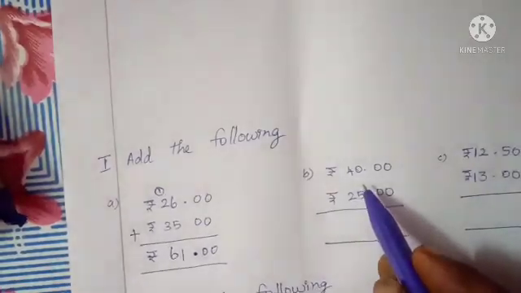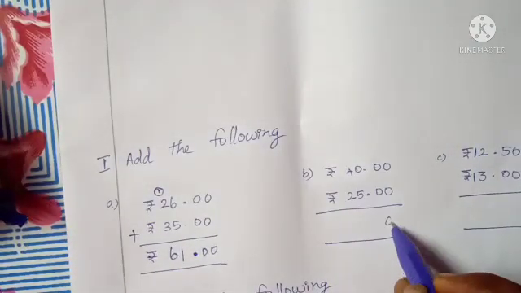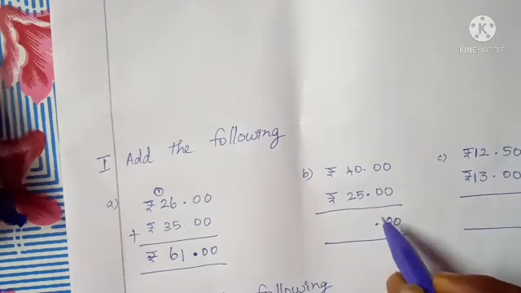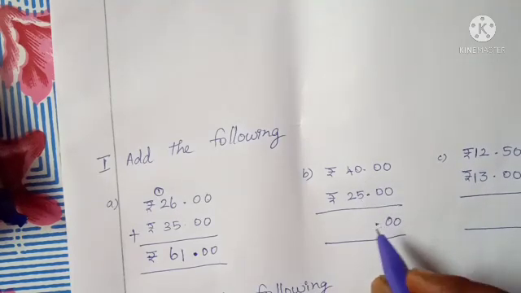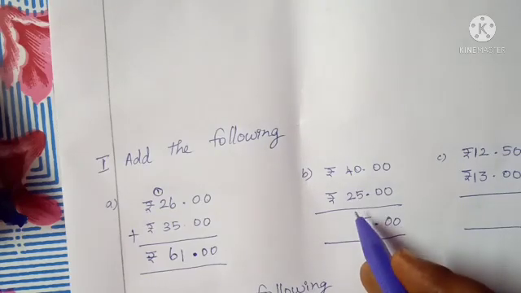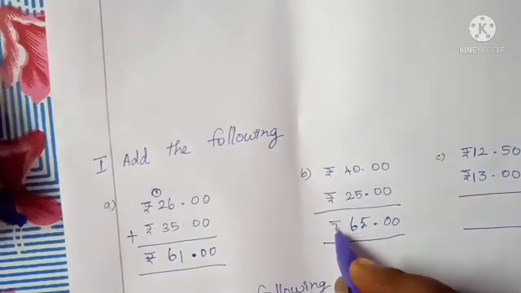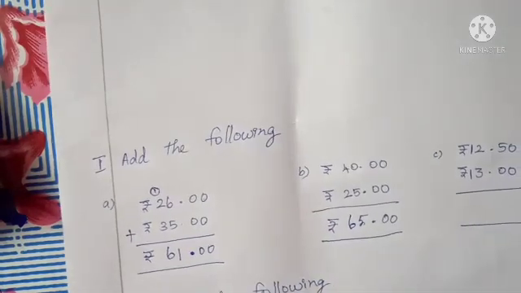Then find out now the second one. Yes, here take now 40 rupees, 25 rupees. So here do the paisa is 0. Then 0 plus 5, you write 5 rupees. Then 4 plus 2, 6. So 65 rupees. Just you find out the amount, rupees is 65.